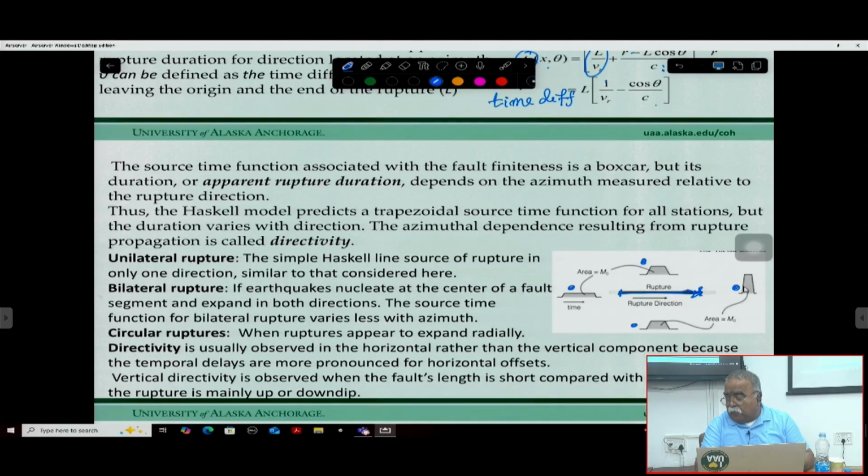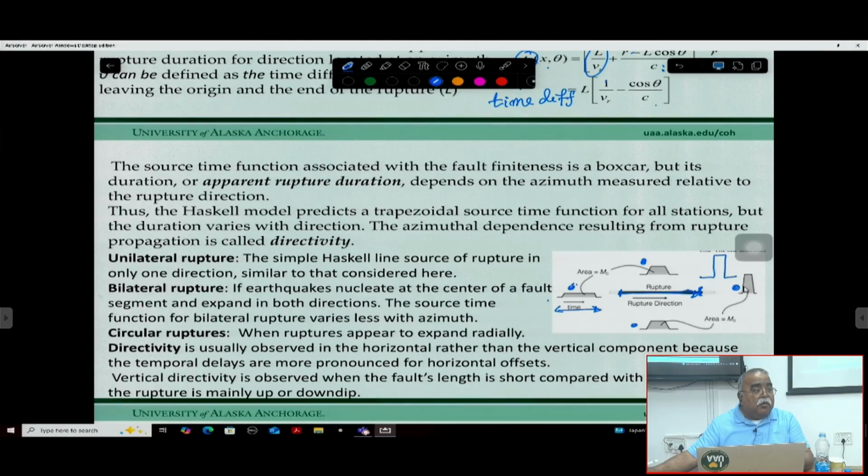Now, you have seen that the station which is located towards the rupture propagation, on the rupture side, will have a very big amplitude, right? Although the magnitude is the same, the station on the opposite side to the rupture has less amplitude, but their duration is longer, right? But the amplitude is not.